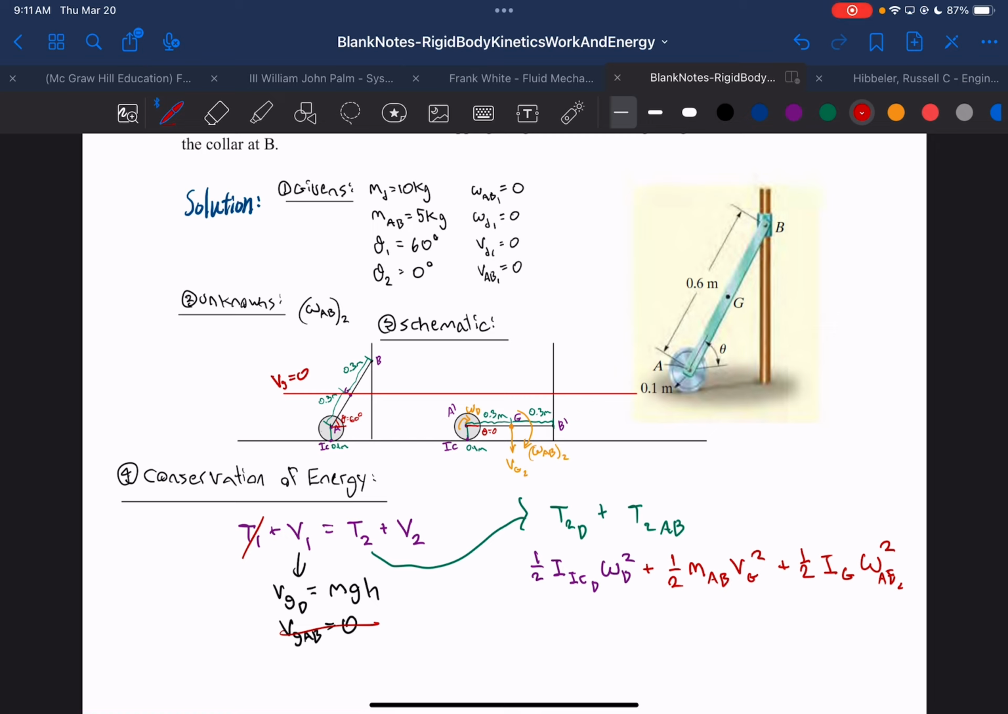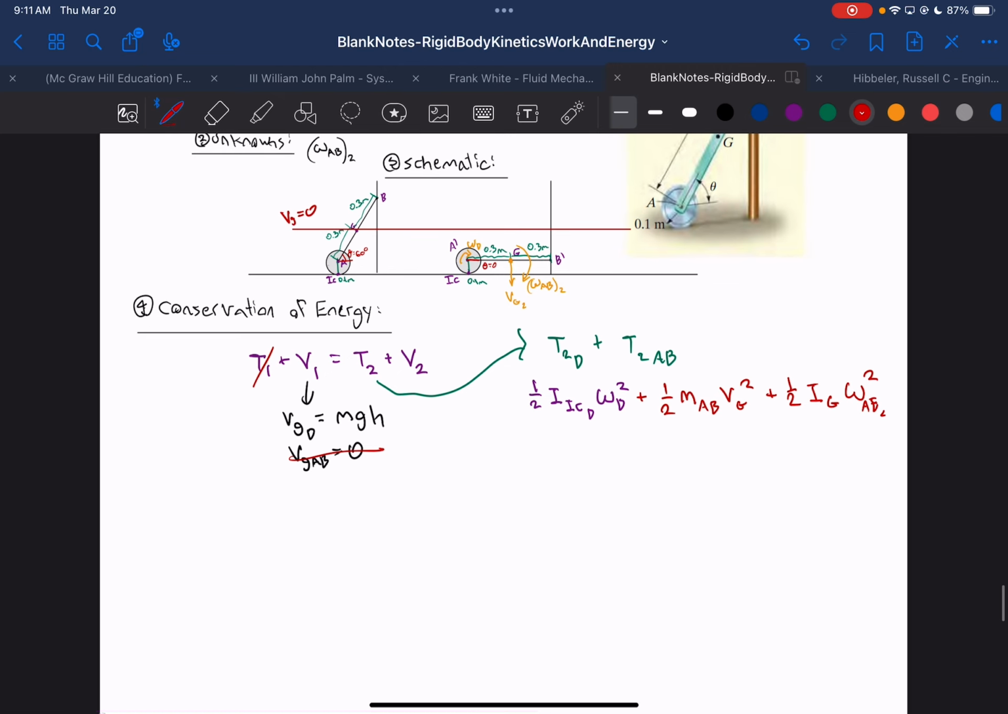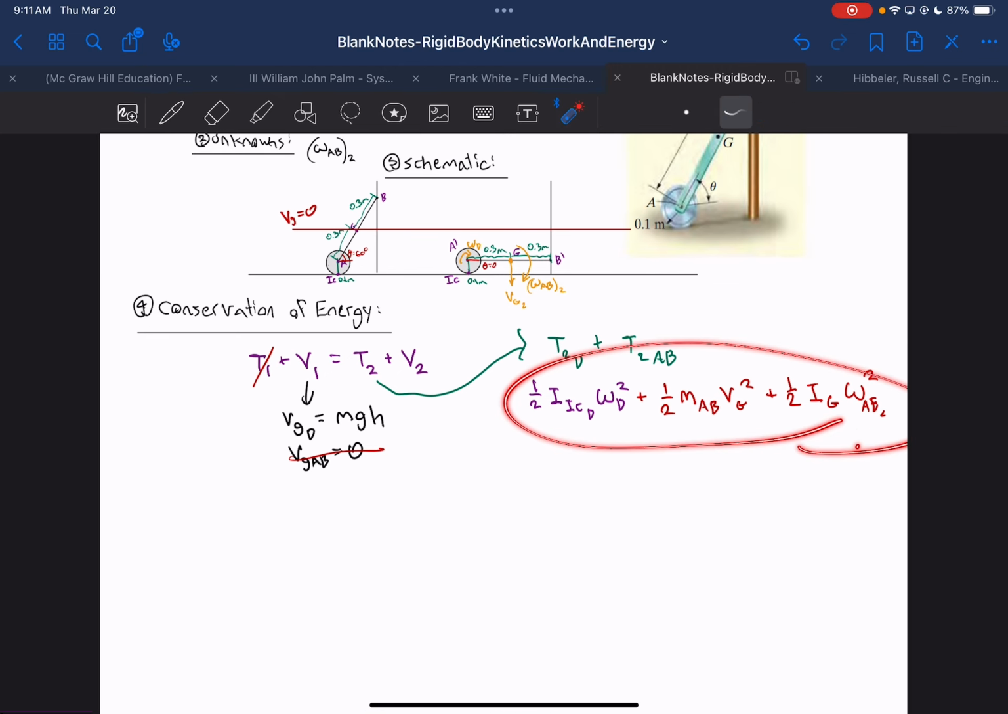Yes, it will be about point G. We can do it about the ends using the parallel axis theorem, but the common rule is about point G. If we want, we can change it, but in this case, we don't have to, right? And we'll see that. So just always stick to this general formula.